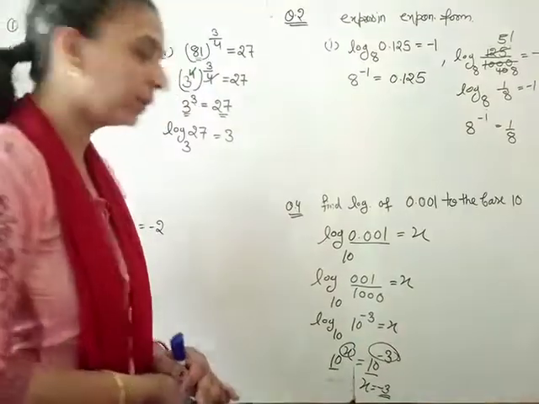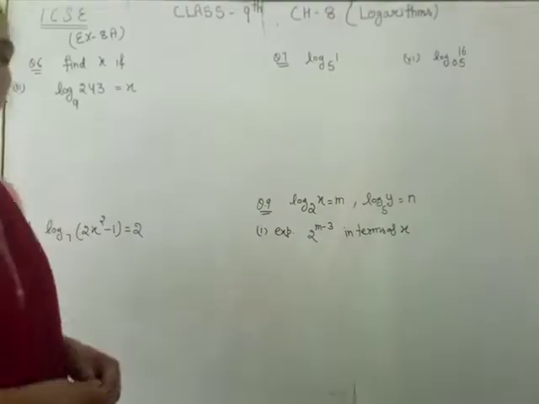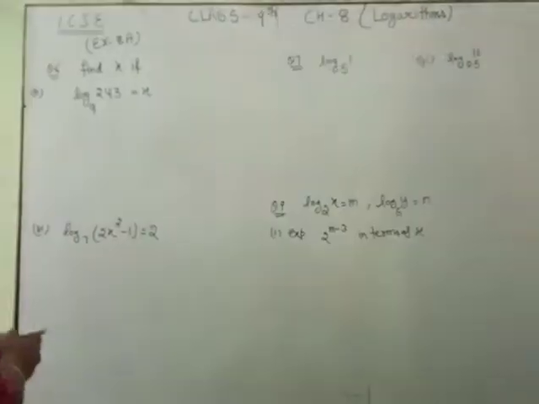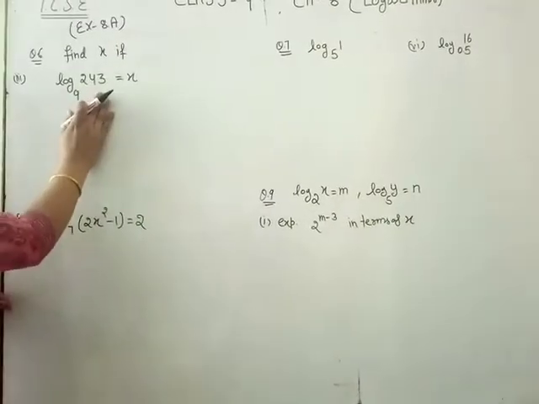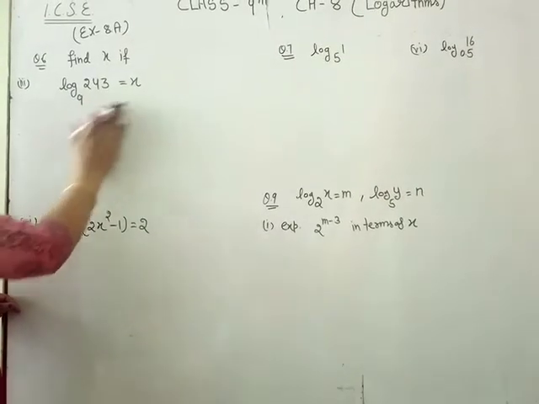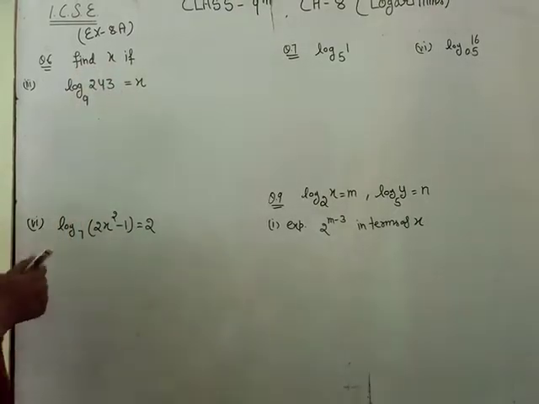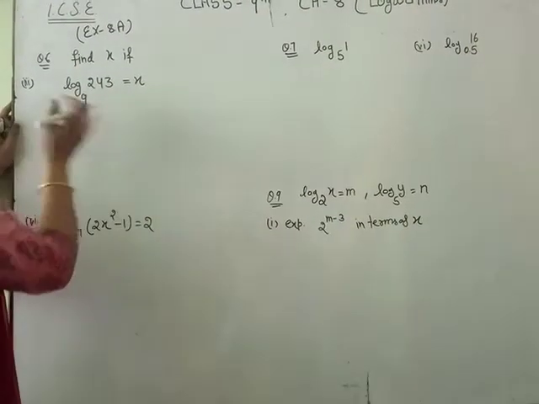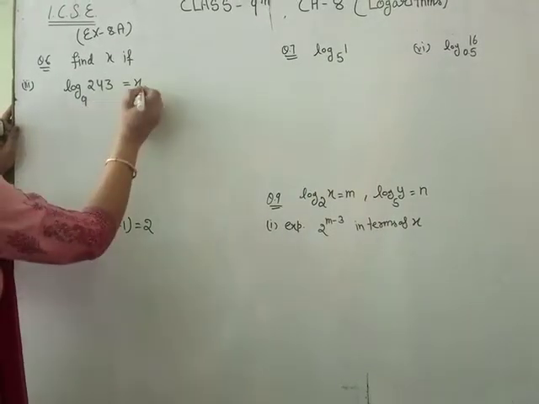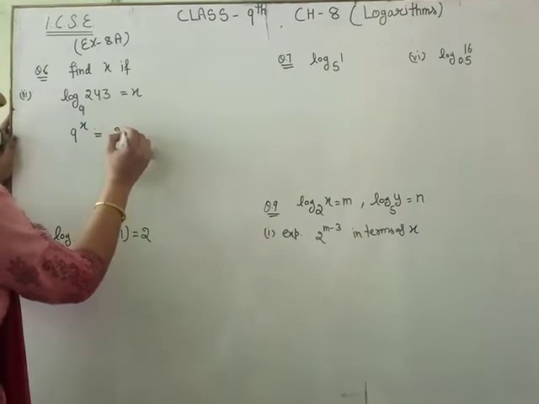Okay student, next we take another question. Now we have the next question of exercise 8a. Question number 6. Find x if log of 243 at the base 9 equal to x. Okay student, we find the value of x. First we change this into exponential form, then we write 9 raised to the power x equal to 243.